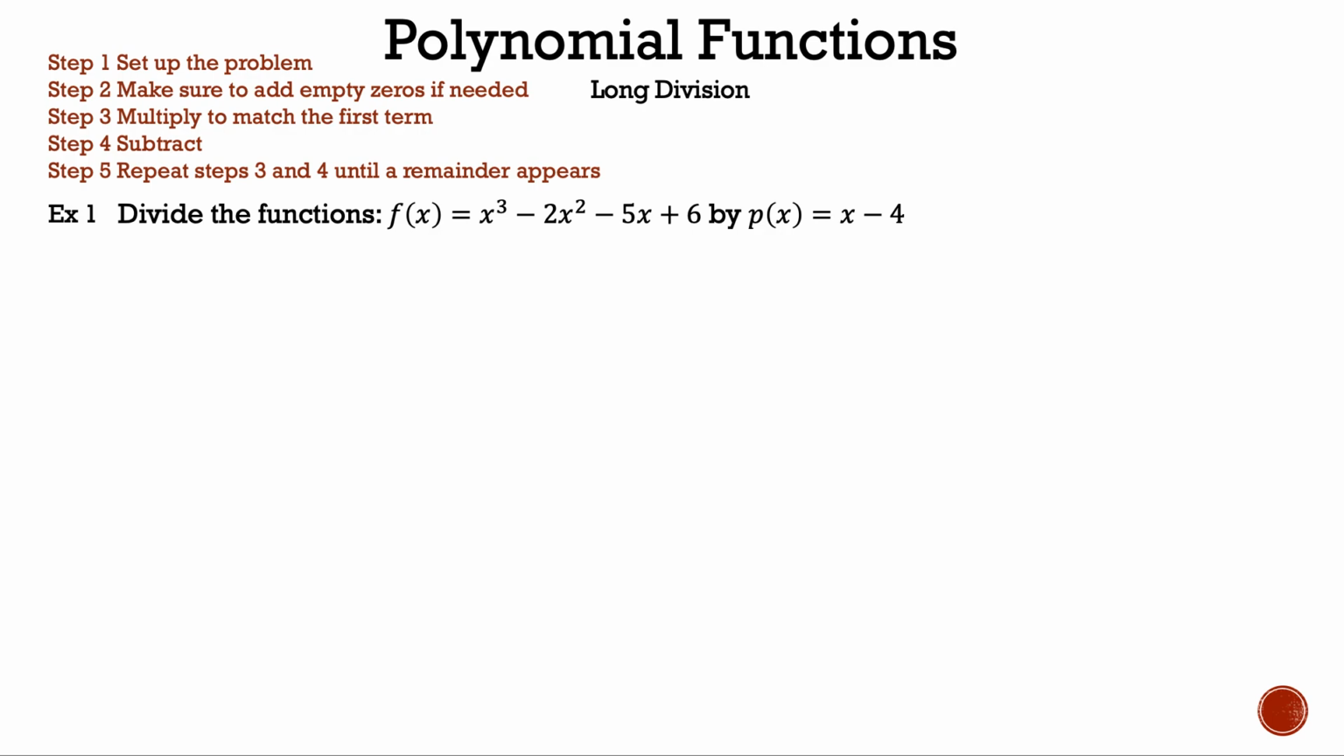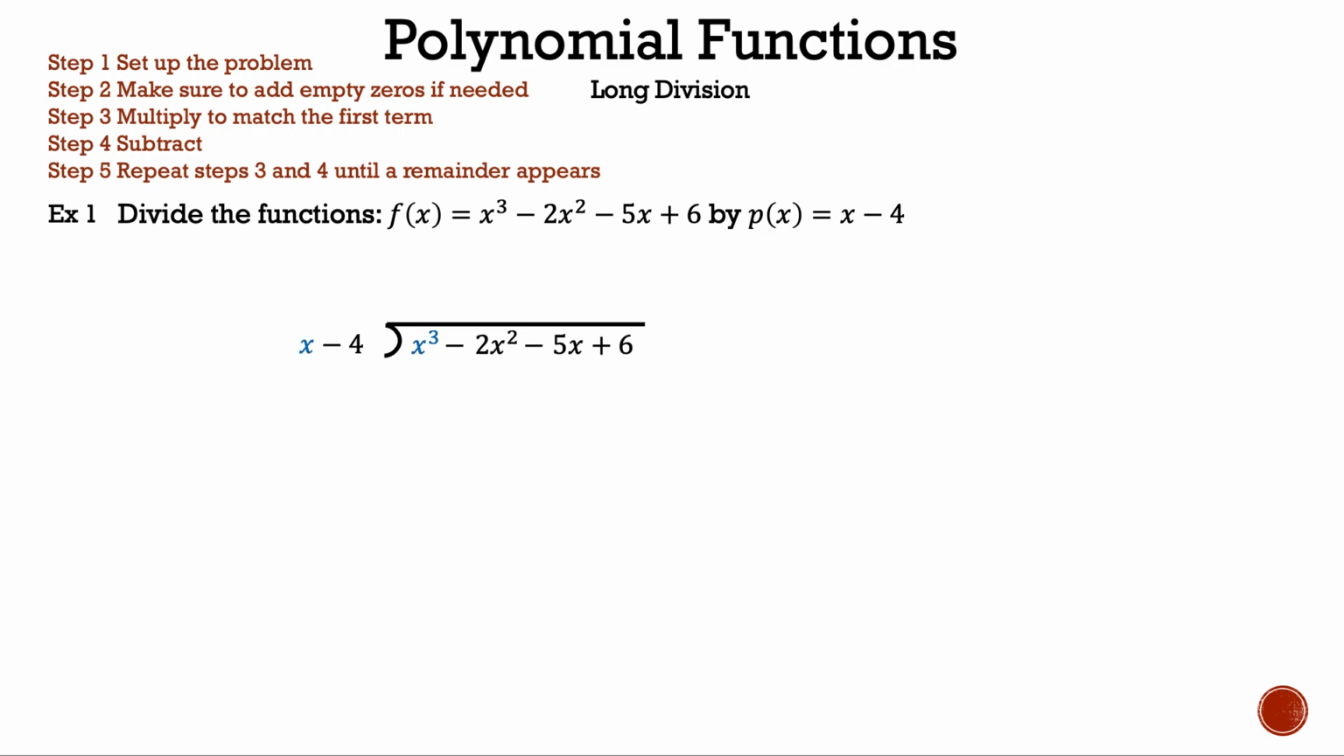Now, let's read the question. Divide the functions f of x is equal to x cubed minus 2x squared minus 5x plus 6 by p of x is equal to x minus 4. Let's go ahead and set up our problem. So let's put the dividend x cubed minus 2x squared minus 5x plus 6 under the long division symbol, and the divisor x minus 4 outside the long division symbol. Luckily for us, we don't have any hidden zeros, so we don't need to insert anything.